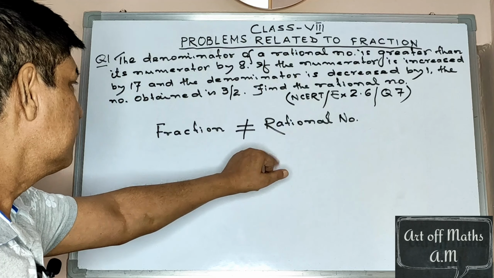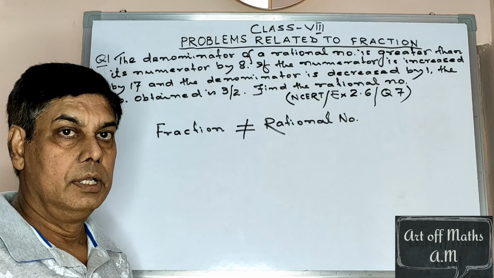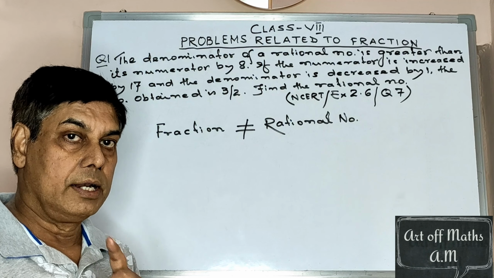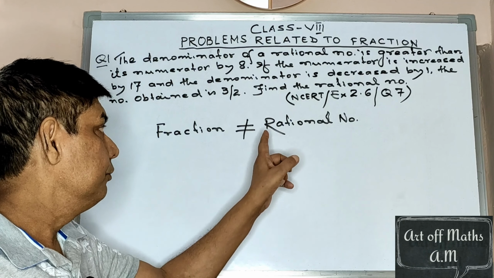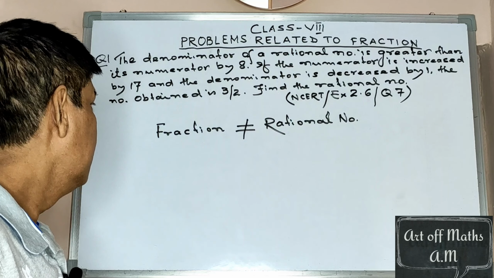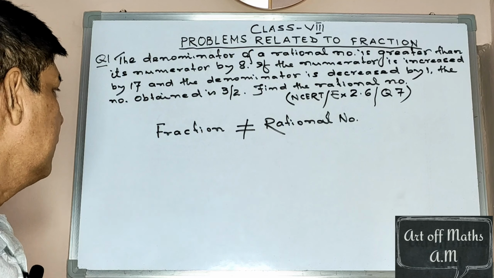Now, rational number is what? Rational number is a part of a real number. A real number consists of two things: one rational number and other irrational number. Here we are dealing with rational number, the part of real number. Now, fraction and rational number.